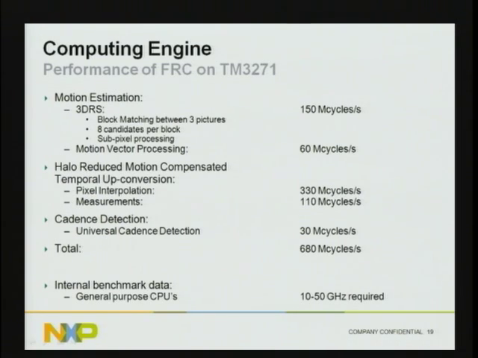We have also done benchmarks internally because we keep getting these questions. So how does this compare to general purpose CPUs? And we have done some benchmarks of mapping some of these functions on, for example, Pentium processors, and the same function needs on the order of tens of gigahertz. So that gives you an idea of the capabilities of this subsystem that we are using for frame rate conversion and how that would translate to more general purpose implementations.